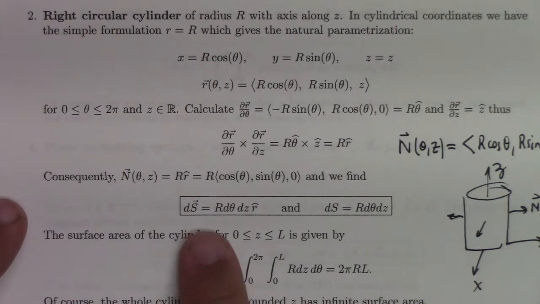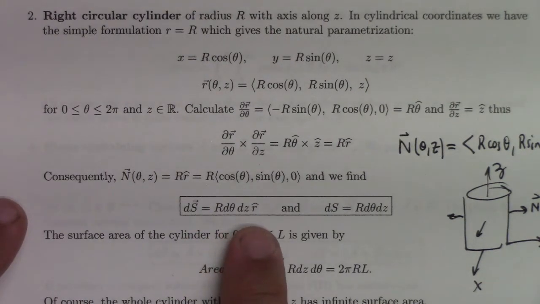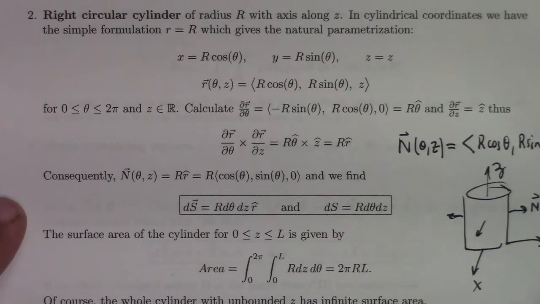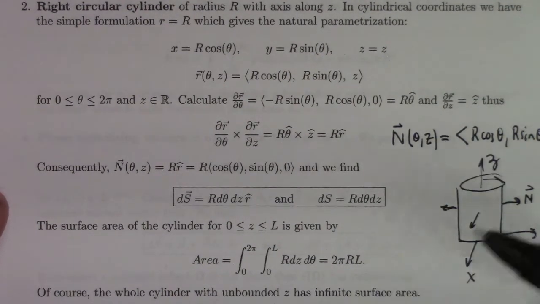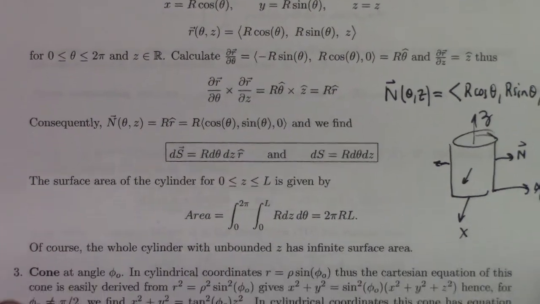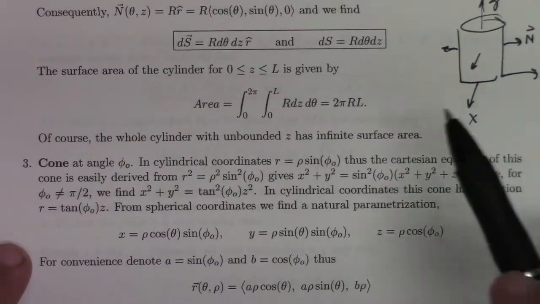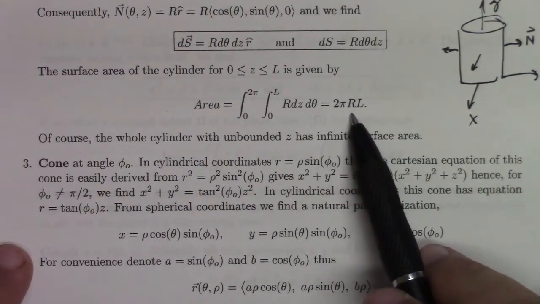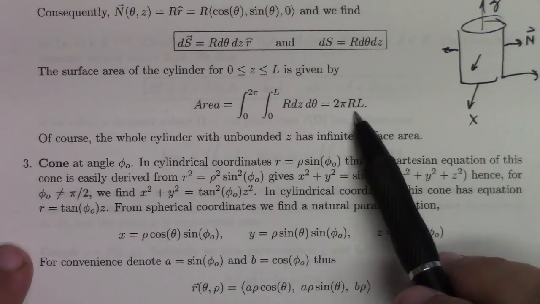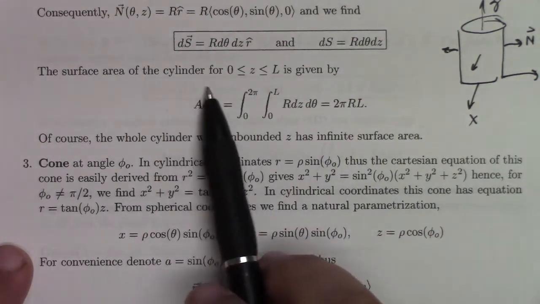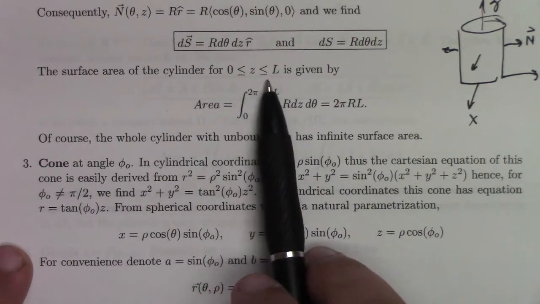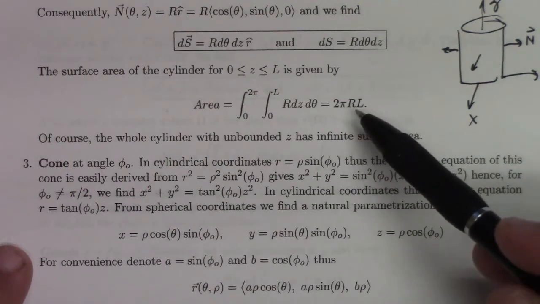So that gives us dS vector is r dθ dz r hat, and dS is just r dθ dz. So if I want to calculate the area of a cylinder, I can integrate dS and I get 2πrL, which is the circumference times the length. Here I'm talking about a cylinder with a finite height from 0 to L. And this is totally unsurprising.